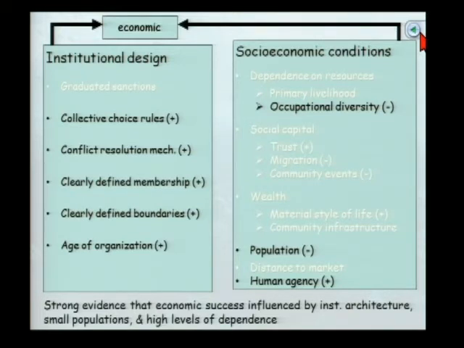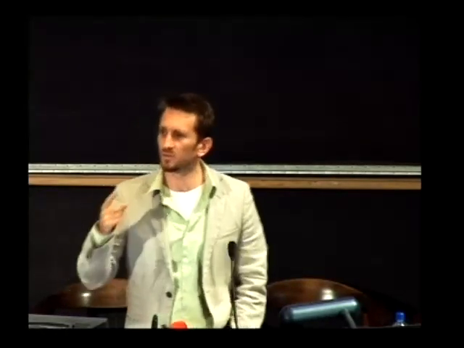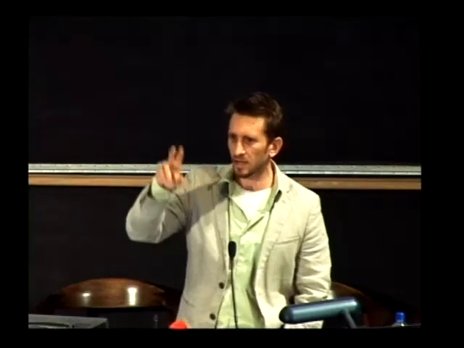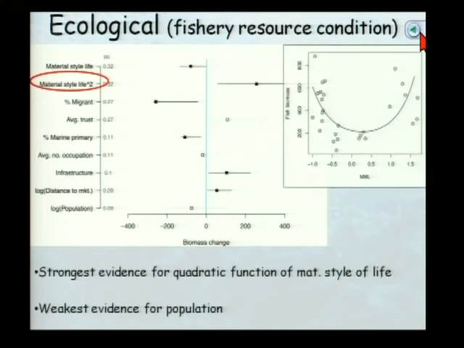So for our variable of fish biomass, observations of which were at the community scale, we used multimodal inference to determine the variables of importance, and this led to a reduced set of parameters. We've organized these on the left by the Bayesian posterior model estimates, indicated as WI, from top being the most important to bottom being the least important. There are two things worth pointing out here. We have the strongest evidence that the biggest influence on fish biomass is the quadratic function of this wealth indicator, this material style of life indicator.